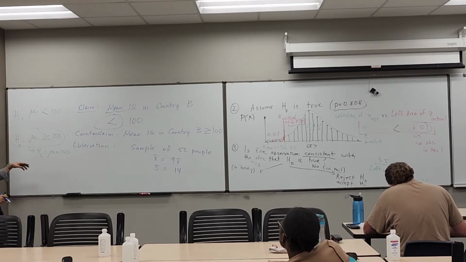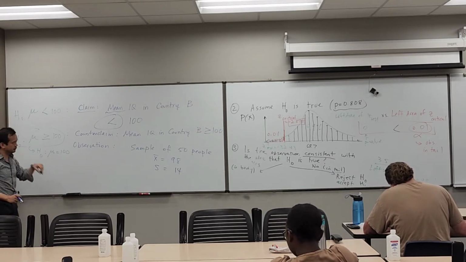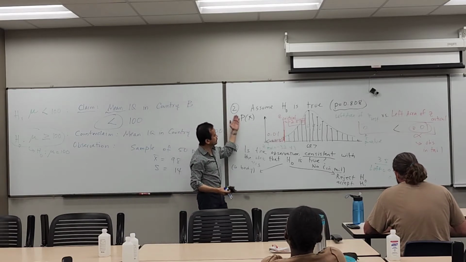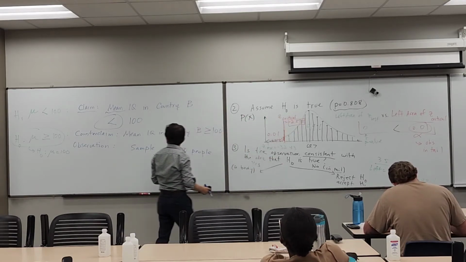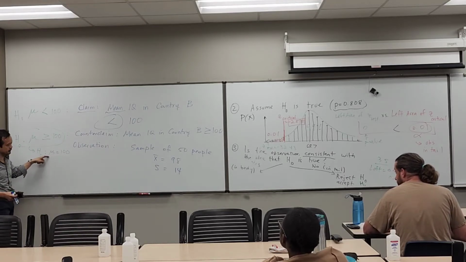Okay, so now that we've identified the null hypothesis and the alternative hypothesis, we're ready for step 2. What's step 2? Assume it's true. Same as before, we assume that it's true, but the assumption now is different from before. The assumption now is that the true mean is equal to 100.